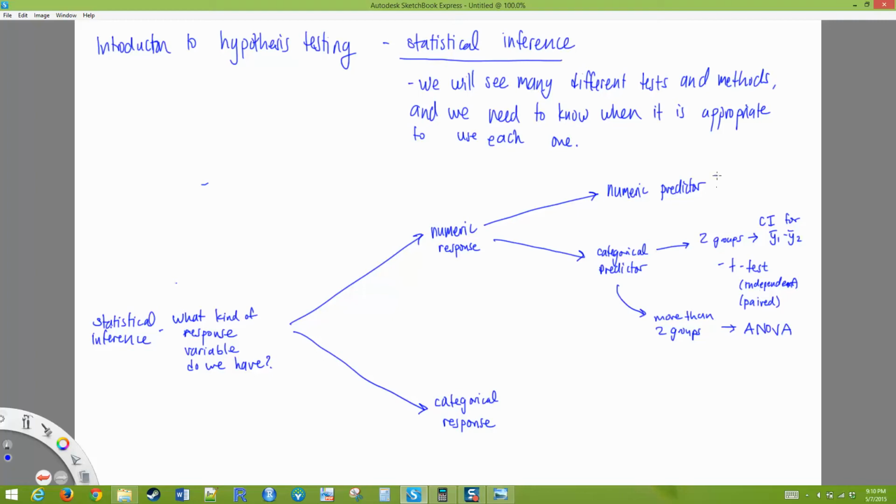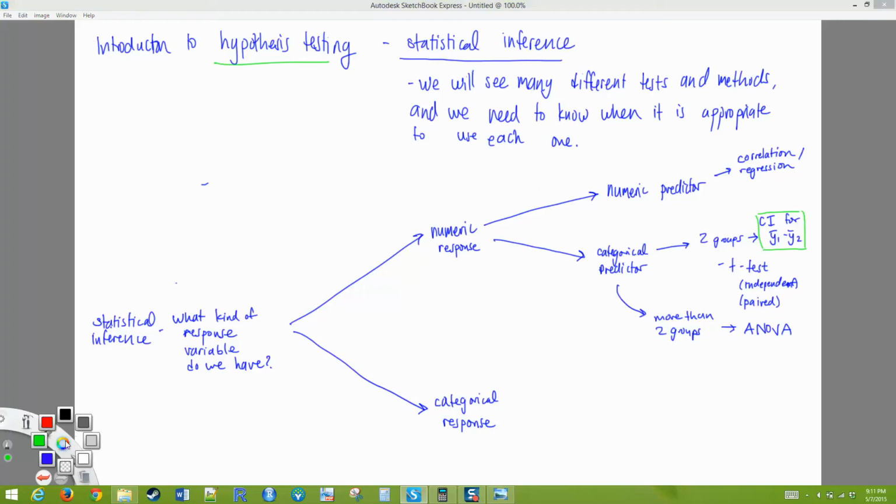If we have a numeric response and a numeric predictor, the method we use here would be correlation and regression. Those go together. Meanwhile, so far, the only thing we've done is confidence intervals for y bar 1 minus y bar 2. Next week, we'll talk about the t-test in detail, and I'm going to lay out some foundational ideas behind hypothesis testing today. I just wanted to give you this layout of where we are headed, so as I introduce these different methods, you have a framework to fit them into.